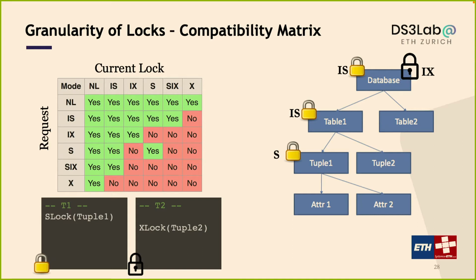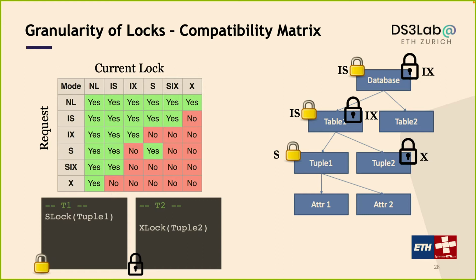You have that. And then it's going to go one level down to say, okay, so I also need intention exclusive on table 1 because I want to update some of the tuples. The database will say, okay, fine. And then it tries to get the lock on tuple 2, the exclusive lock.